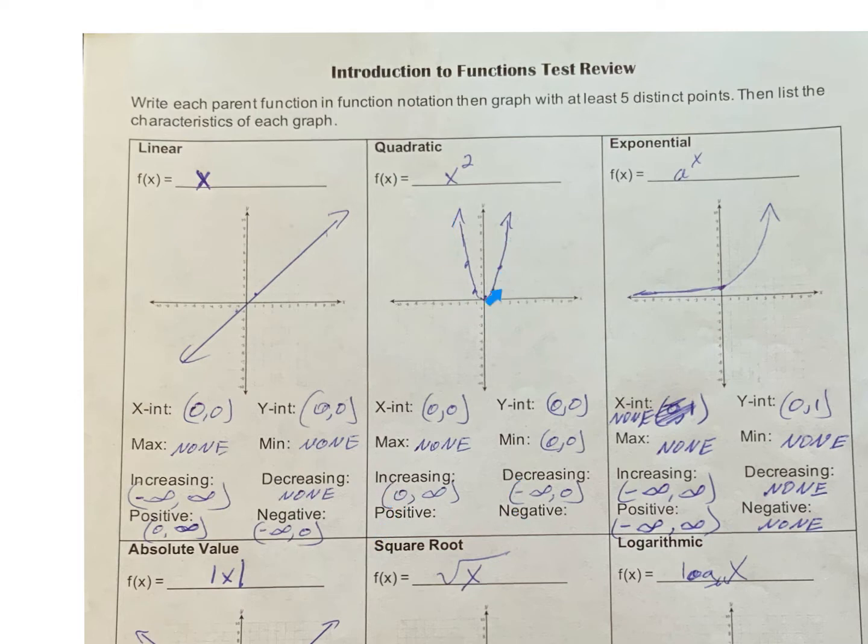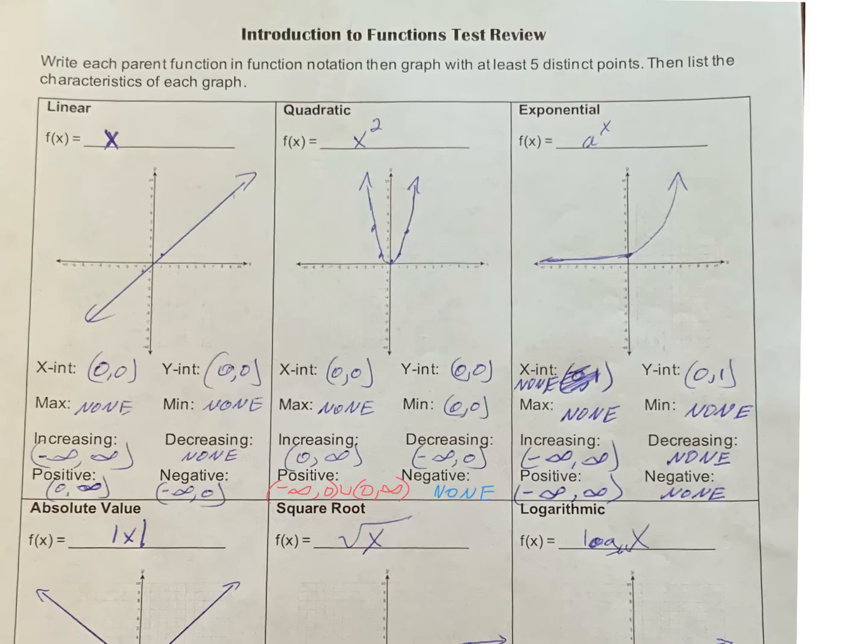Well, it's actually positive from negative infinity to 0, and then from 0 to infinity, okay? So yeah, just to repeat, if we're talking about the positive part of this function, well, everything above the x-axis is positive. We don't call the 0 positive or negative, so we could say this function is positive from negative infinity to 0 with a union of 0 to positive infinity. And of course, there is no negative, okay?